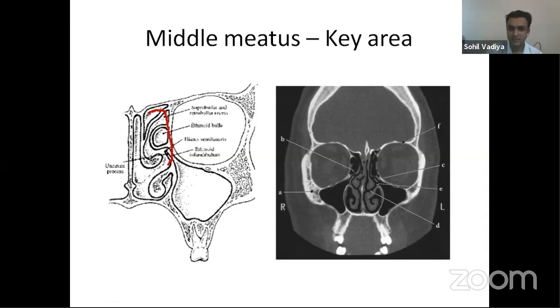So that is a maxillary sinus here. This is a maxillary sinus, and that's an ostium of the maxillary sinus. Okay, similarly on the left side. Okay, this is a coronal view.